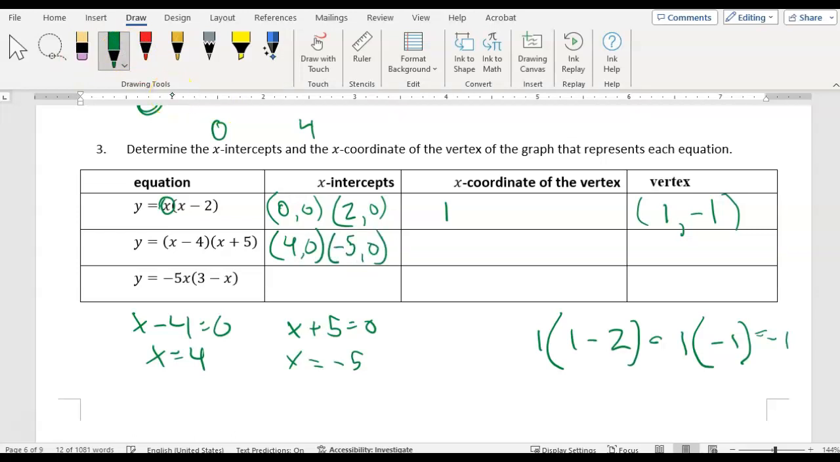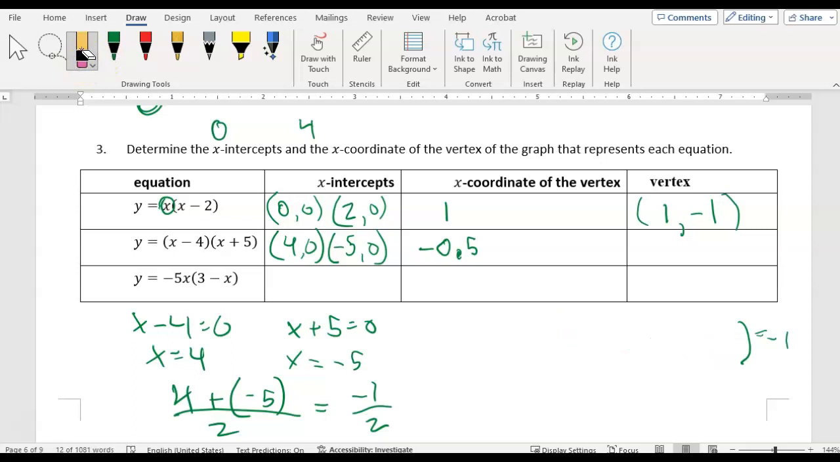To find the x-coordinate of the vertex, we're going to add these two. So 4 plus negative 5, that negative is important, divided by 2. For this one, we're going to get negative 1 over 2, which is negative 1/2. So my x-coordinate of the vertex is negative 1/2 or negative 0.5. You can write that however you'd like. Whether you prefer fraction or decimal is not important to me, as long as you know what it is.